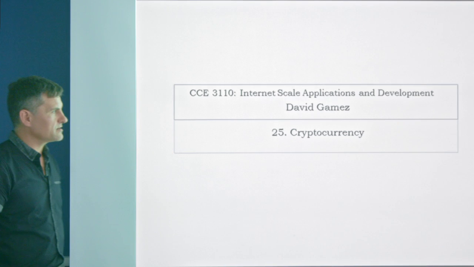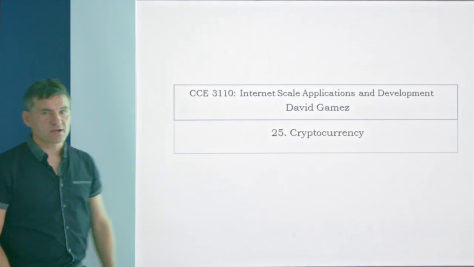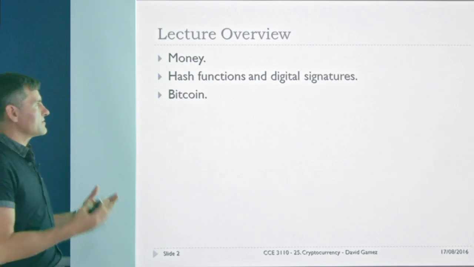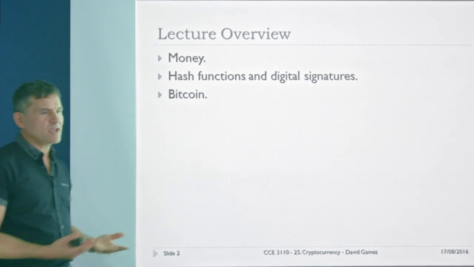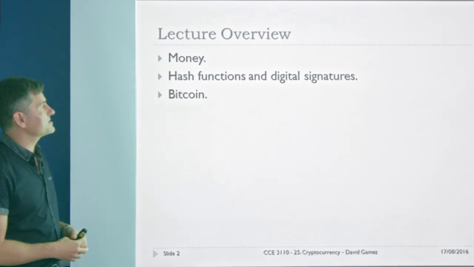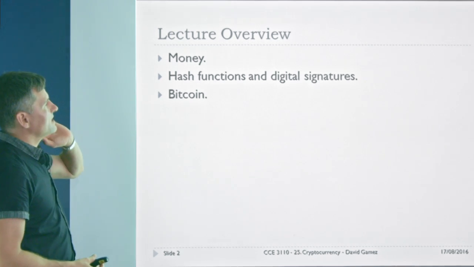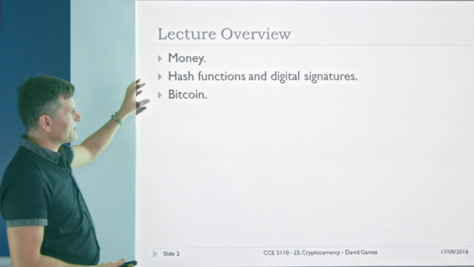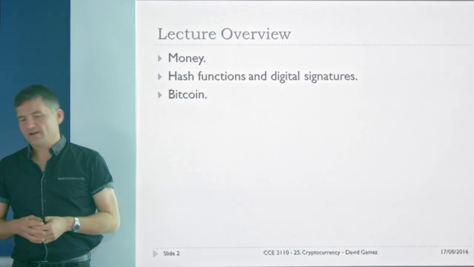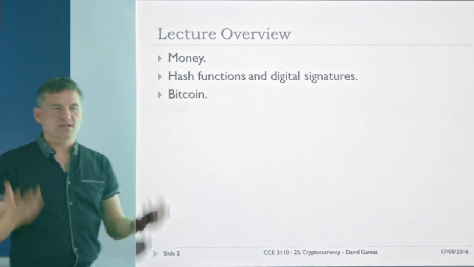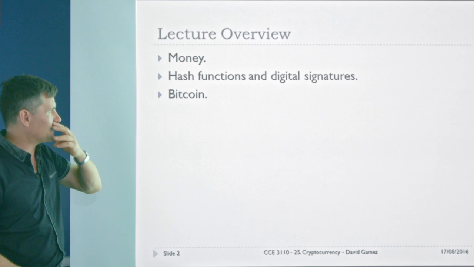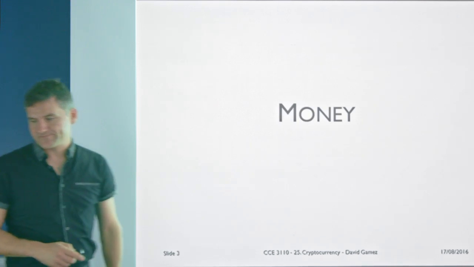Okay, so this lecture is all about cryptocurrency with an emphasis on Bitcoin. I'm going to start with a little bit of an overview of money, some of the constraints on money, that sort of stuff. Then I'm going to do a little bit of a refresher on hash functions and digital signatures. I covered all this in an earlier lecture, but I'm just going to bring it back into your minds because you can't understand Bitcoin without understanding hash functions and digital signatures.